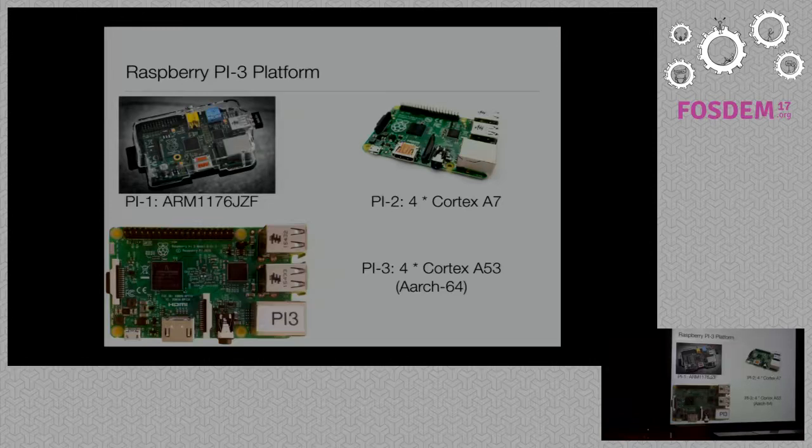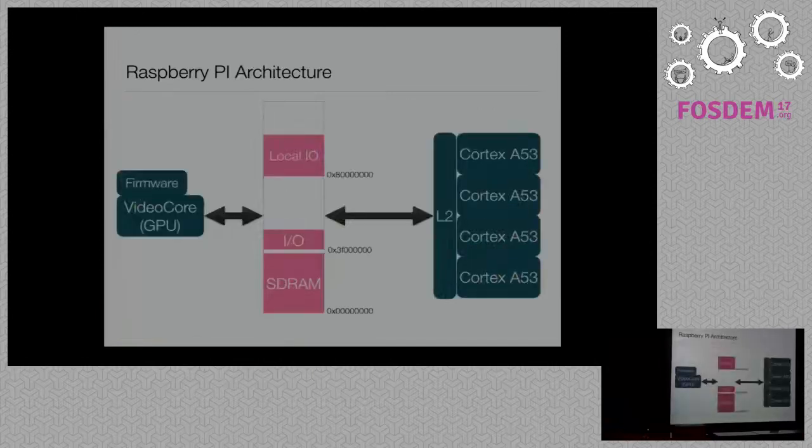The architecture of the Raspberry Pi is a little bit weird. There are 4 ARM 64-bit CPUs that share a level 2 cache. And there is also the VideoCore GPU, which uses the firmware. And they share the memory.